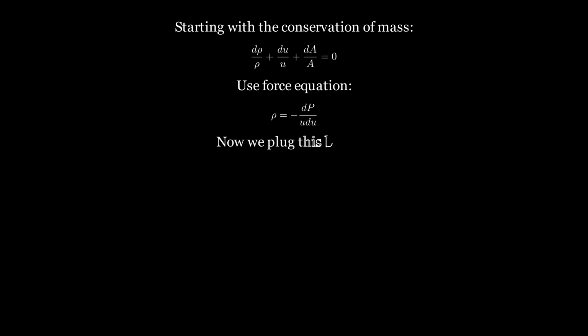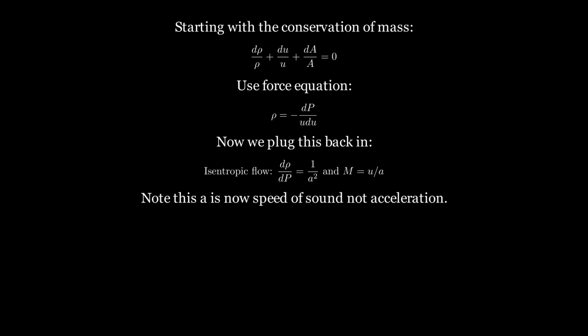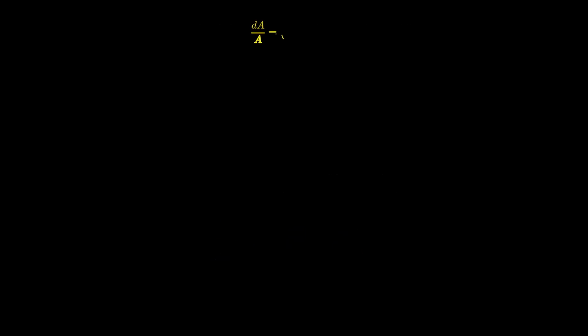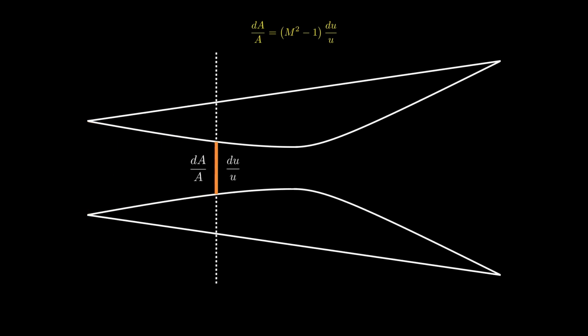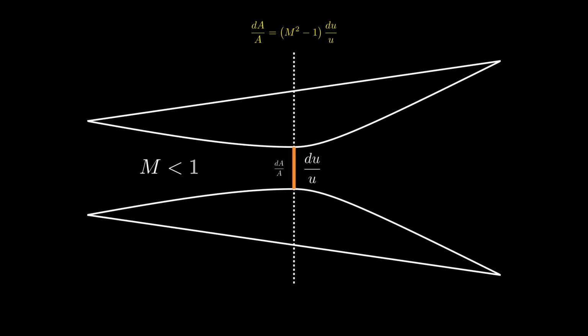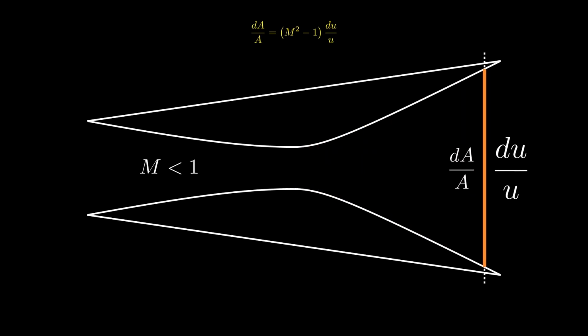We can now plug this into our mass equation, and with more rearranging and other substitutions such as isentropic relations and Mach number, we get dA over A equals M squared minus 1 times du over u. This equation holds the key to how a rocket nozzle operates. We can see that if the Mach number is less than 1, meaning subsonic, the only way the change in velocity can be positive is if the change in area is negative, and vice versa for when the flow is supersonic. For the velocity to increase, the area needs to increase.